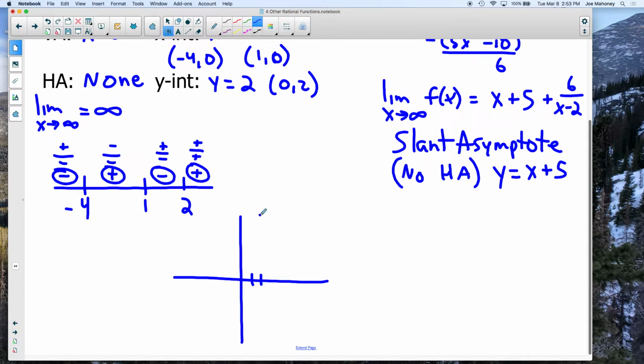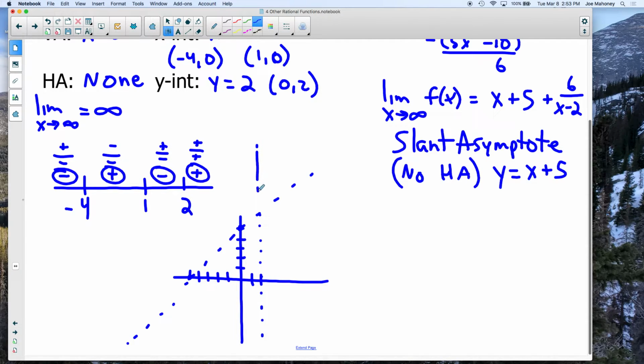All right, so I got a vertical asymptote at x equals 2. I've got a slant asymptote at the line y equals x plus 5. Okay, so like I did before, that's going to be a line with a slope of 1 that has a y-intercept of 5. It also crosses the x-axis at -5. It's going to look like this.